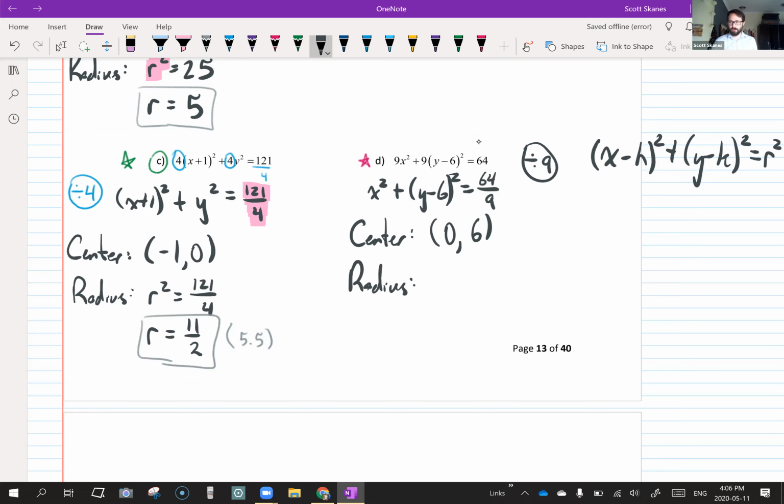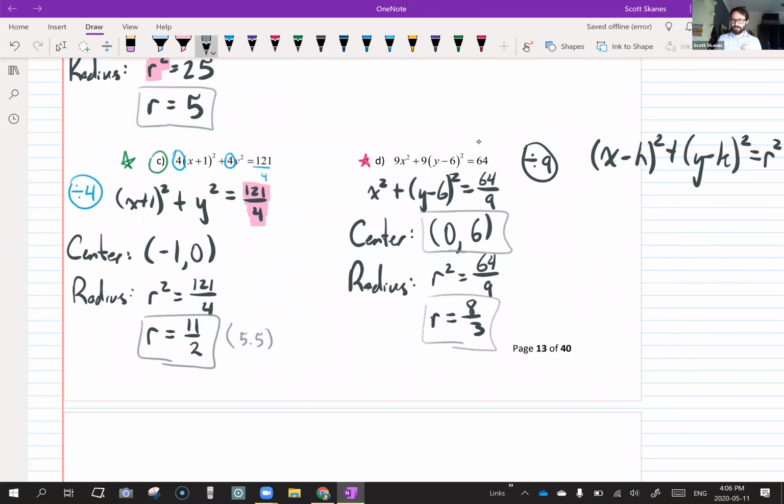Radius, square root of 64 over 9. Square root of 64 is 8. And the square root of 9 is 3. So you got it, 8 over 3. Can't fool you. And that's how we do these. Circles are very simple. I'm going to move on.